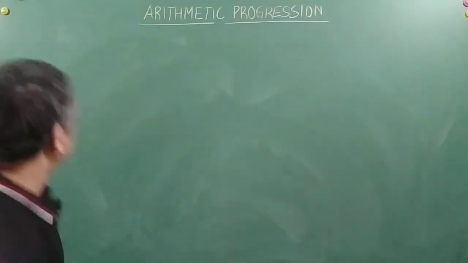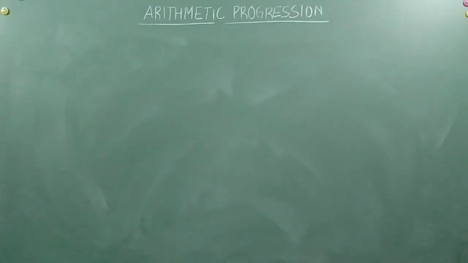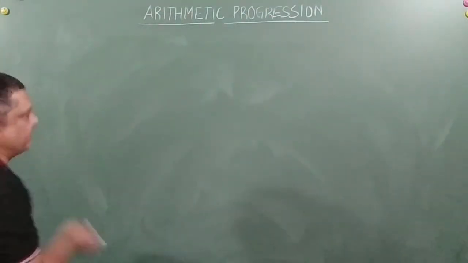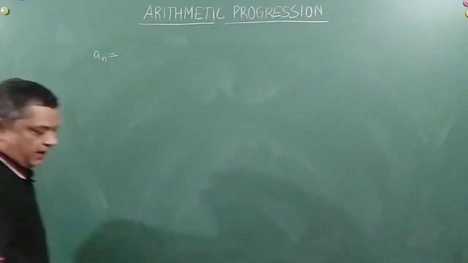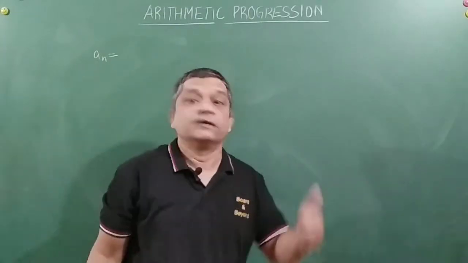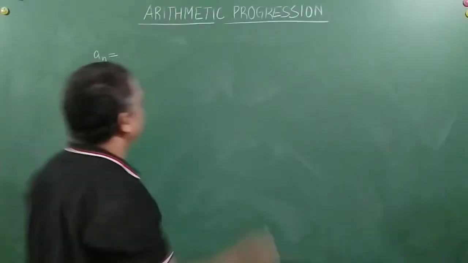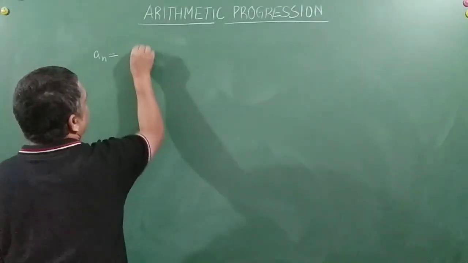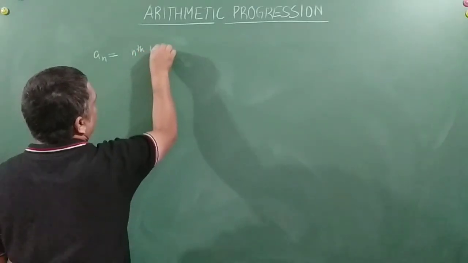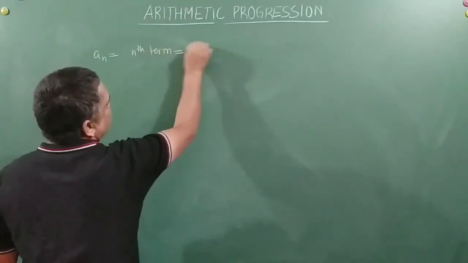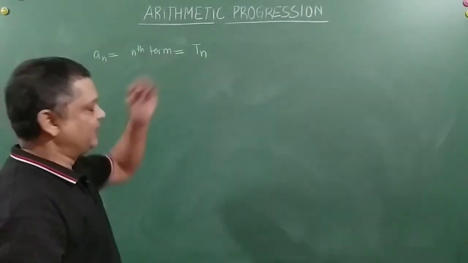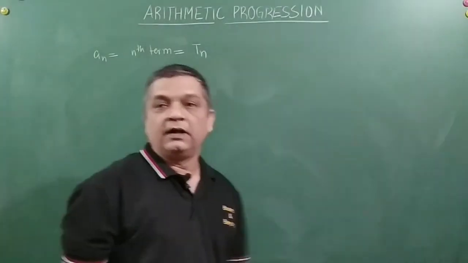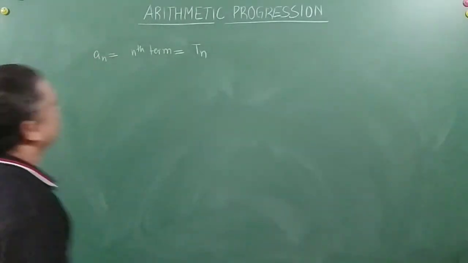Okay, so next concept. One more concept here, friends. See, this is an. An is nothing but the nth term. You all agree? Nth term. Sometimes it is denoted as Tn as well. So please don't get confused if Tn appears in your question paper.